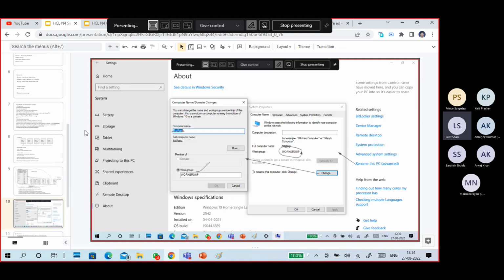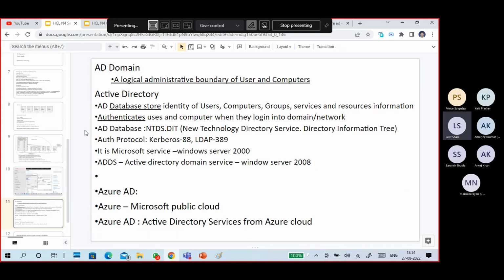Another point is what is an Active Directory domain. It is a logical administrative boundary of users and computers. The domain is maintained by a domain controller. So what is the domain controller? How does it become a domain controller? By installation of Active Directory.